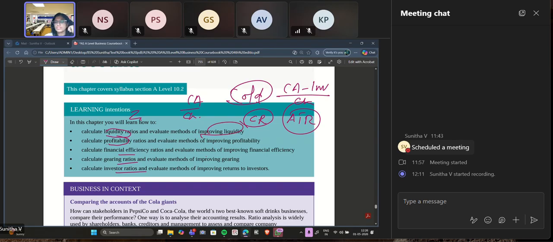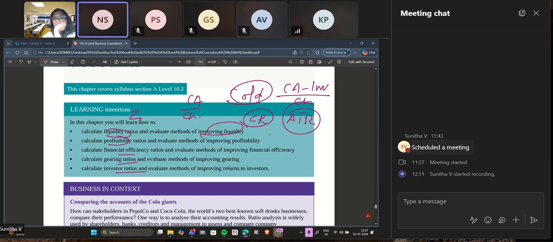Methods to improve liquidity. It depends on which ratio we're talking about. If you're talking about the acid test ratio, we can maybe introduce JIT, which will help reduce inventory. Very good. If the acid test ratio is very low, okay, tell me what's the ideal current ratio?